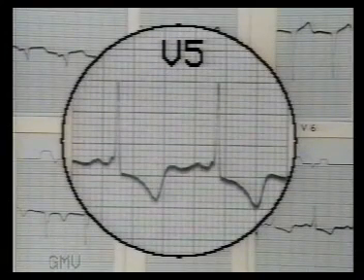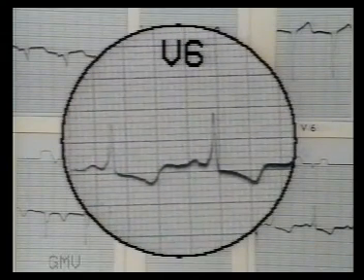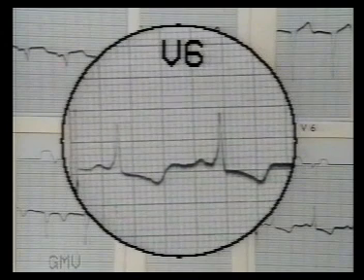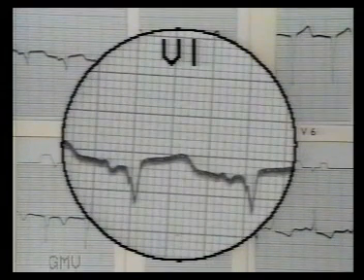This is another ECG of WPW syndrome. Note the delta wave and inverted T wave in lead V5. Again, slur on the upstroke of the R wave in lead V6. And in lead V1, there is a negative QRS complex with slur on the downstroke of the S wave.